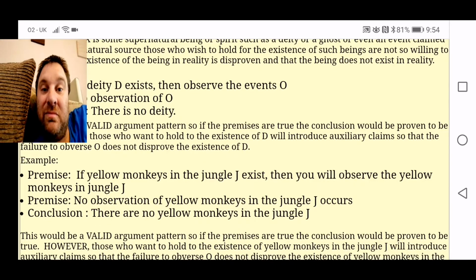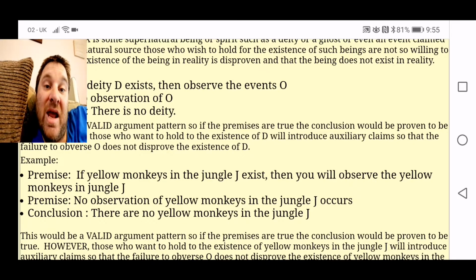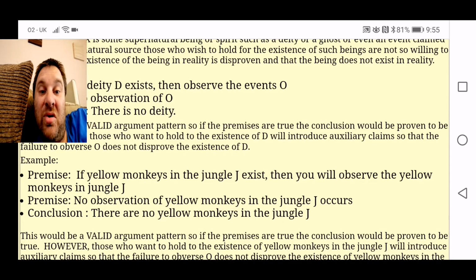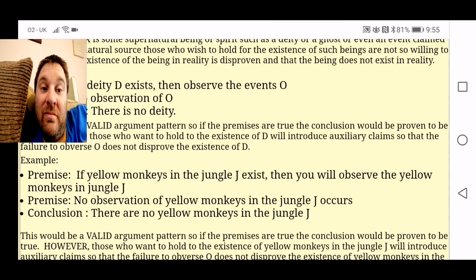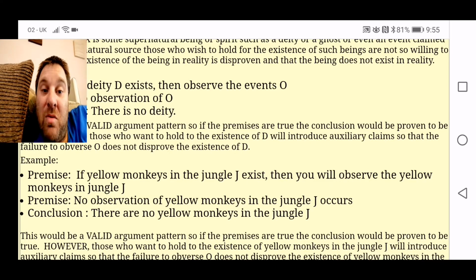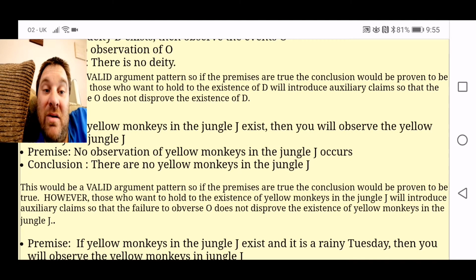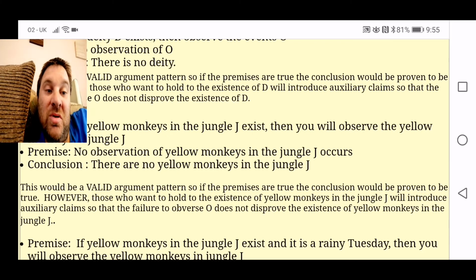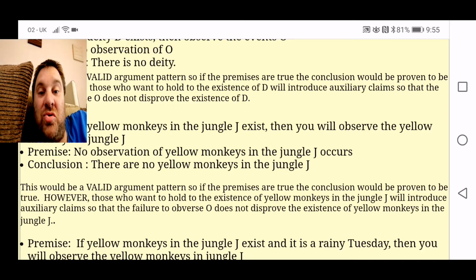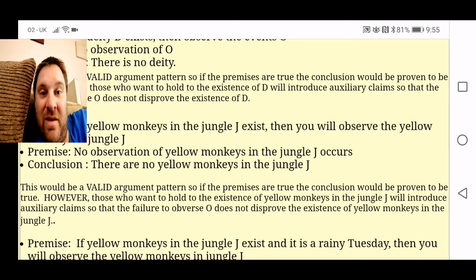Example, premise. This is your major premise. If yellow monkeys in the jungle J exist, then you will observe the yellow monkeys in jungle J. So the minor premise would be no observation of yellow monkeys in the jungle J occurs. So the conclusion there would be there are no yellow monkeys in the jungle J. This would be a valid argument pattern. So if the premises are true, the conclusion would be proven to be true. However, those who want to hold to the existence of yellow monkeys in the jungle J will introduce auxiliary claims so that the failure to observe O does not disprove the existence of yellow monkeys in the jungle J.